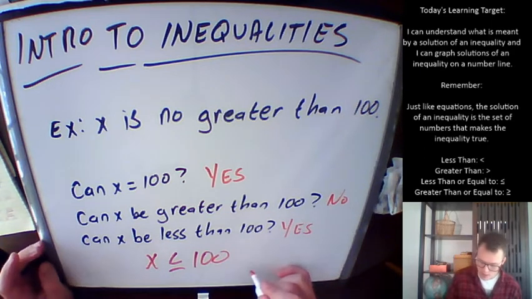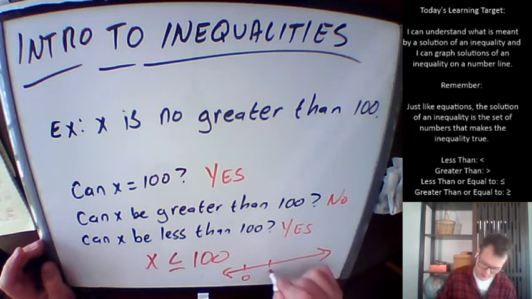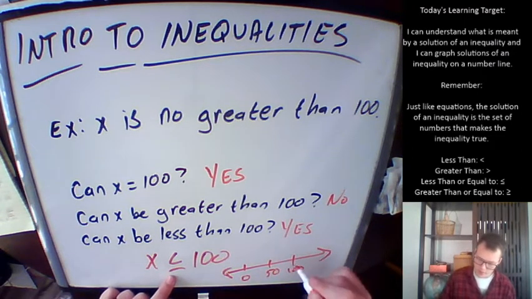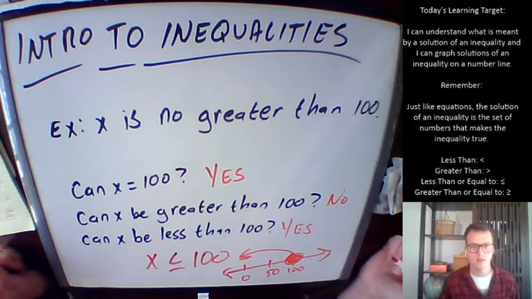And when we graph it, of course, I'm going to do this very crudely here. We have a number line, say a 0, say there's 50, and say there's 100 here. X is less than or equal to 100. Circle goes at 100. We fill it in because it can be equal to, and we point to the left because that's where all the less than numbers are.